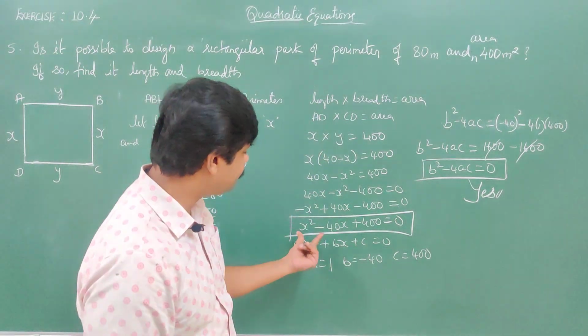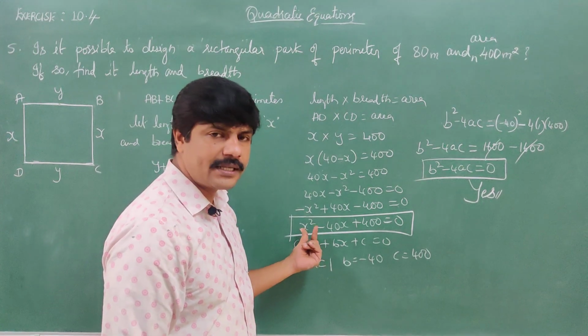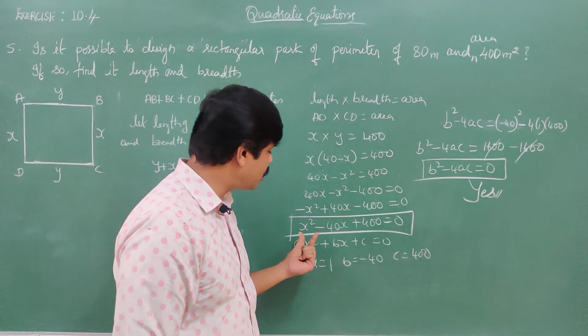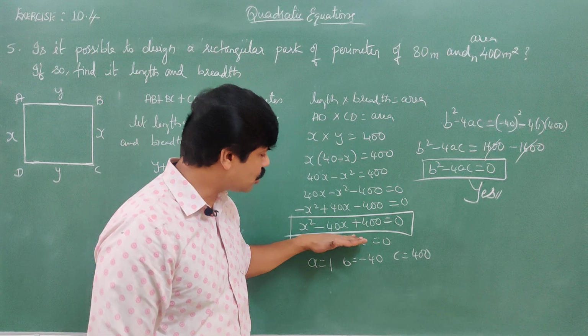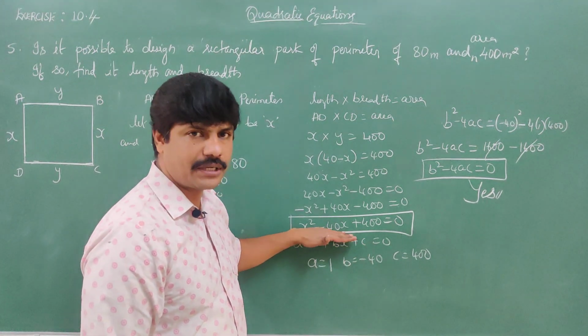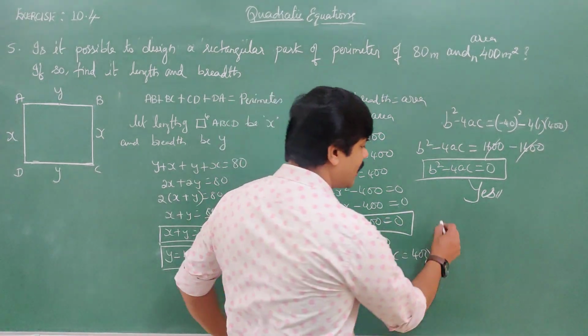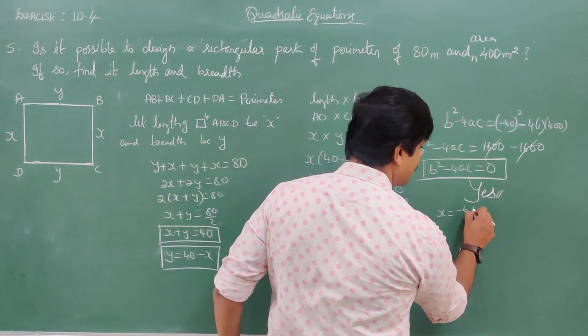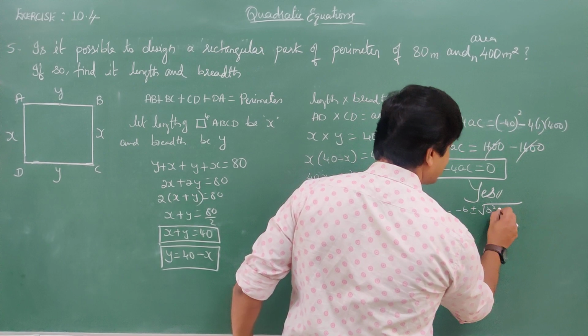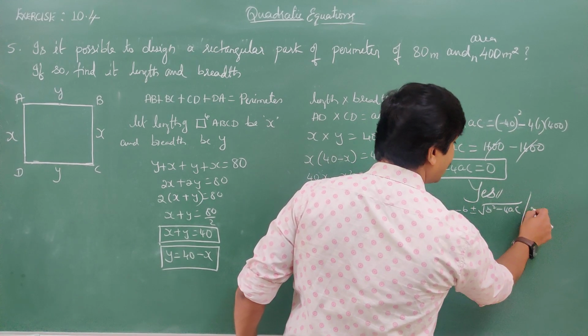Okay. Now see that we have got this. To find the length and breadth, we should know the value of x, or the roots of this particular equation. How do you find it? By the formula method. Why? Because B square minus 4AC is there. What is the formula? X is equal to minus B plus or minus square root of B square minus 4AC, whole divided by 2A.